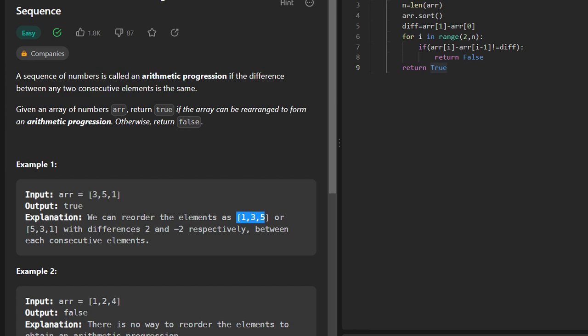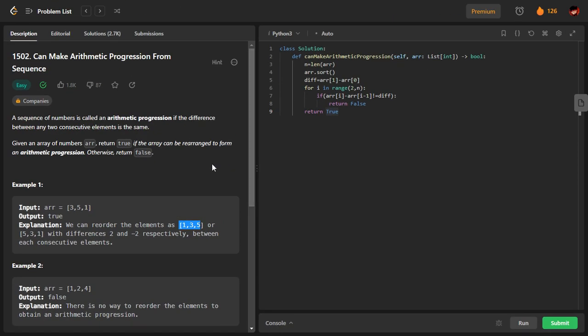So that leads us to the solution. The idea is we'll sort this array. After sorting it, we will check the difference of every two consecutive numbers, and if they are the same, then it is an arithmetic progression.